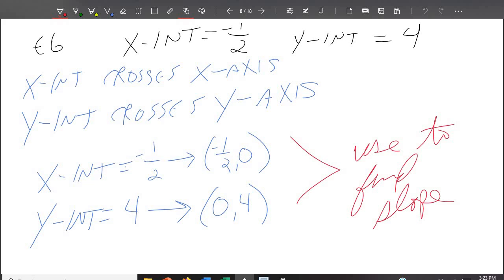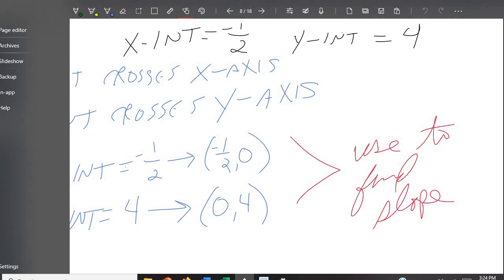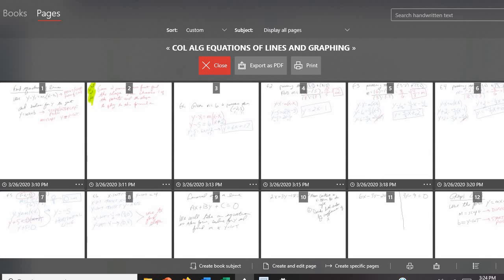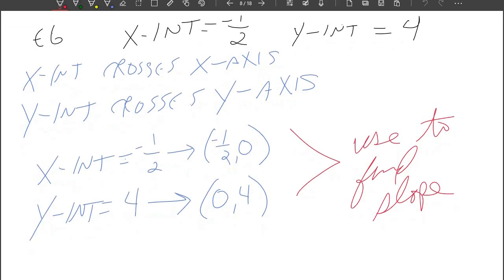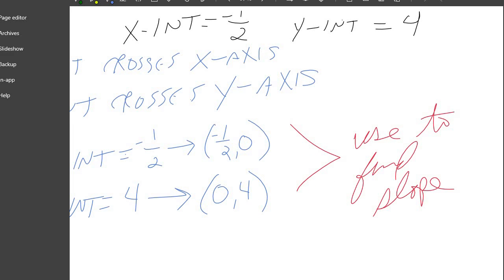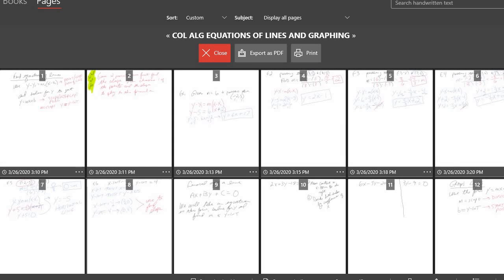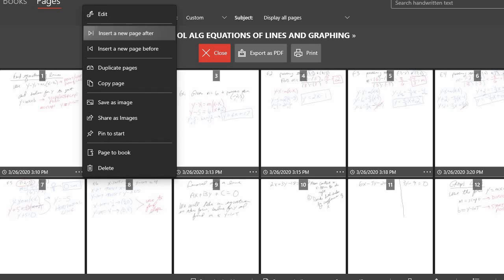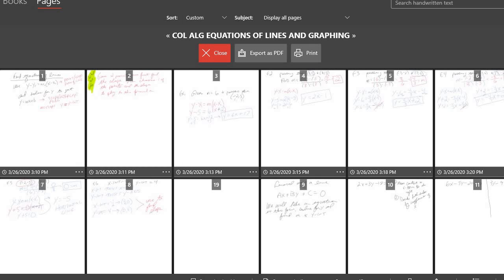I ran out of room, so let's see what we can do. Let's see if we can add a slide. Oh, where are we at? Hold on just a second. Okay, let's insert a slide. Insert a new page. Okay.